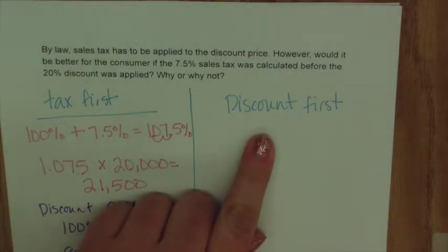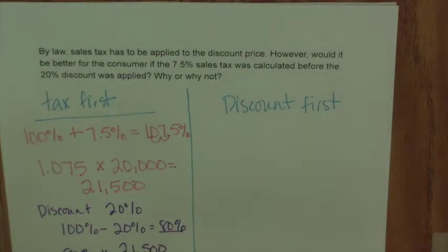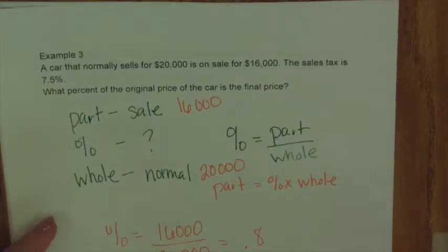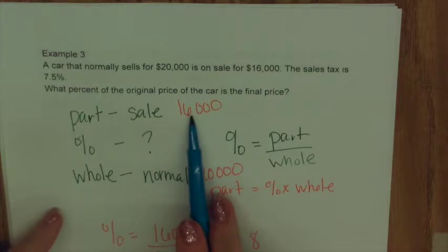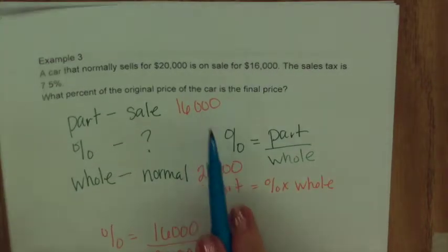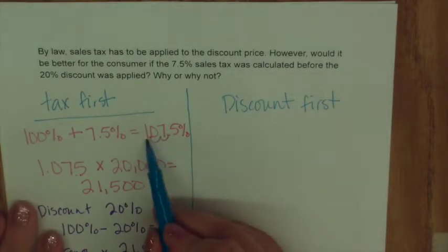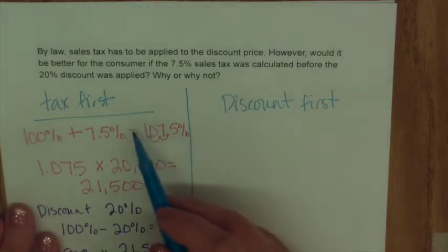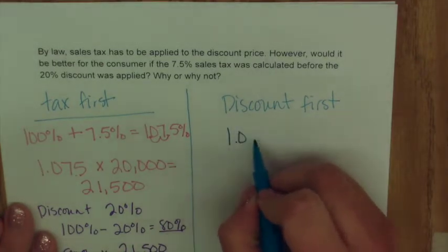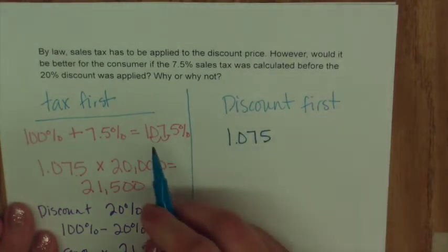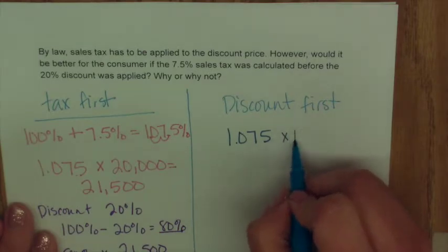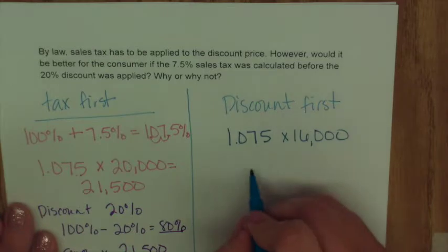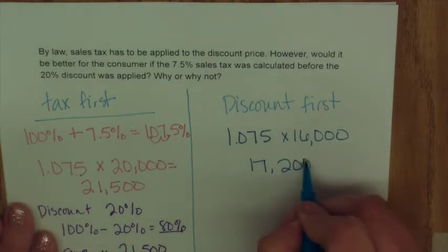All right, let's go over here and let's do the discount first. So for this one, we can use our discount price. We've already found that the discount price was $16,000, which was in our problem. So we're going to use that one. We already found the discount, and now we're just going to apply this sales tax piece. So we're going to do 1.075, the amount of tax, but we're going to use the discount price of $16,000. And when you multiply this, we get $17,200.